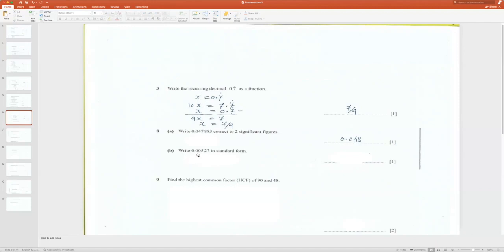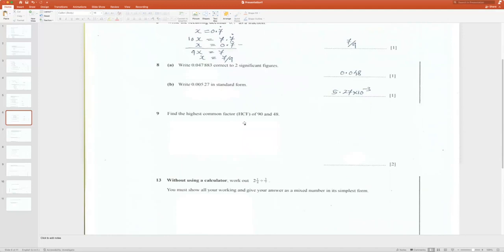Write 0.00527 in standard form. We know in standard form, we have to put the decimal after the first non-zero number. So this is the non-zero number, 5. So the decimal goes here, then 5.27. The decimal is going up to here, 1, 2, 3. So it is minus. So 5.27 times 10 to the power minus 3.